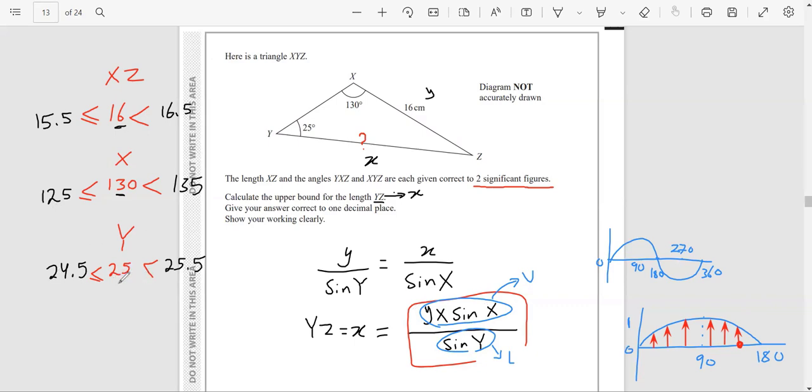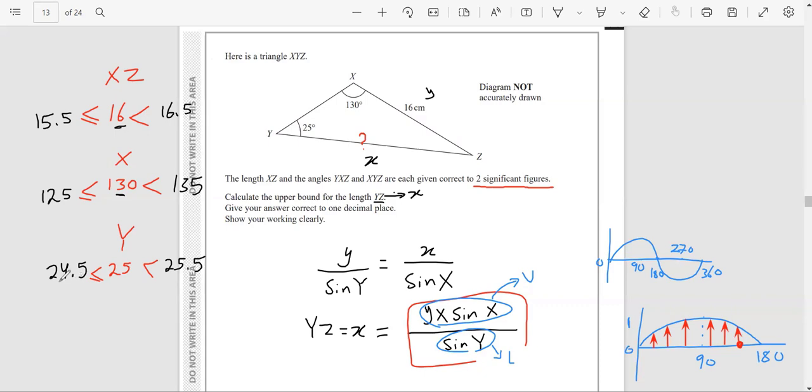What about the 25 degrees? Should I take 25.5 or 24.5? 25 is an acute angle, which is less than 90. So whenever you're less than 90, you need to get closer to 90 for the greater value. If you want the lower bound, the least value, shall you take 25.5 or 24.5? 25.5 is closer to 90, but 24.5 is not that close. So to get the lower bound, you'll take sine 24.5.